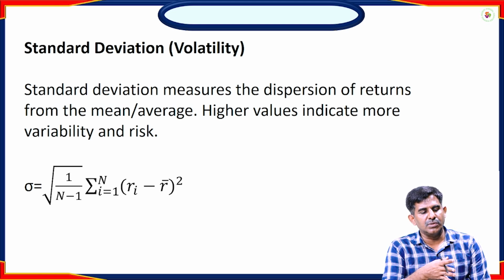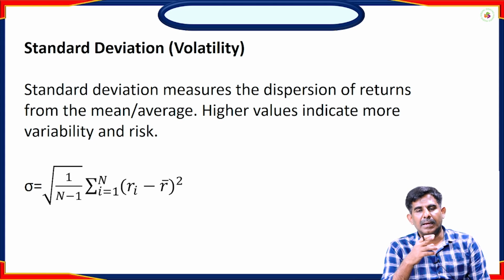So sigma is equal to the root of 1 by n minus 1 into the summation of i equal to 1 to n, Ri minus R bar, where R bar is the average mean and Ri is the individual return. Okay, n stands for the number of days or number of units that you have considered for the calculation.